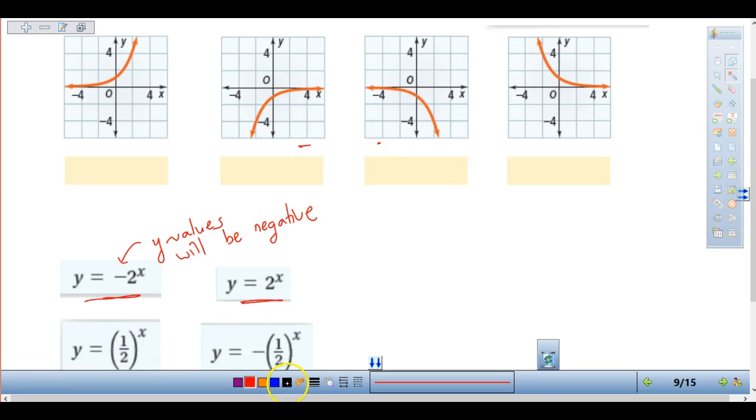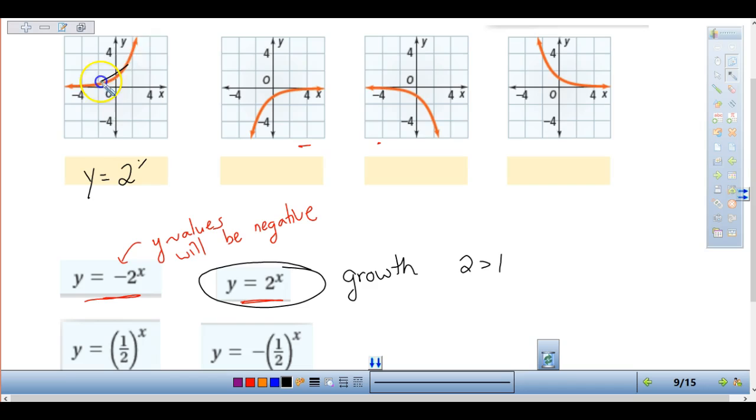Let's graph this one first. This one is kind of our one that we've looked at. We know what the graph looks like. So again, is it growth or decay? It is going to be growth, because 2 is greater than 1. That means that it should be going up as we go, so that's going to be this one. It's growing. Those numbers are getting larger.